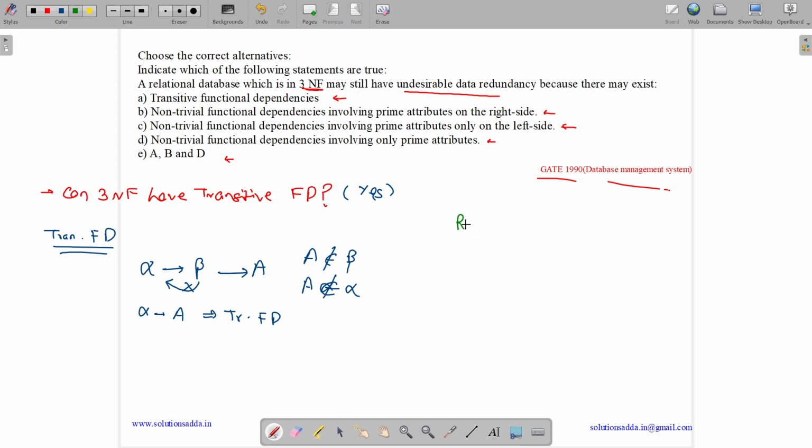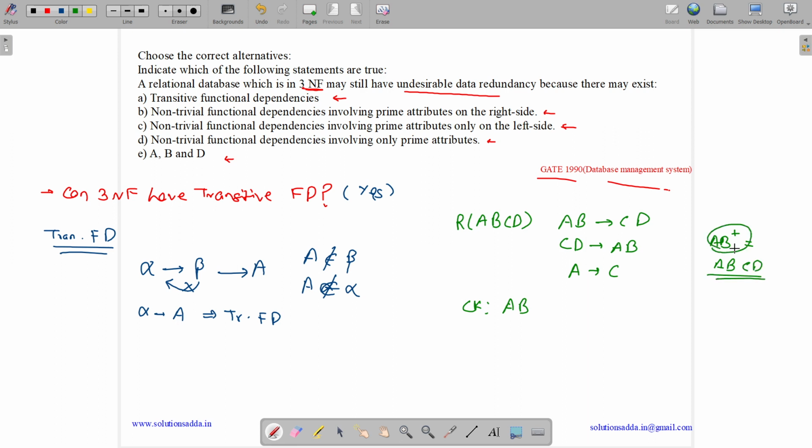So let's take this example. Suppose we have functional dependencies defined on the relation R(A, B, C, D) such that the functional dependencies are AB determines CD and CD determines AB and A determines C. So what is the candidate key? Candidate key is AB as AB closure determines AB as well as CD. So AB closure determines everything. Thus candidate key is AB and we have another candidate key as CD. And what are prime attributes? Everything is a prime attribute: A, B, C and D.